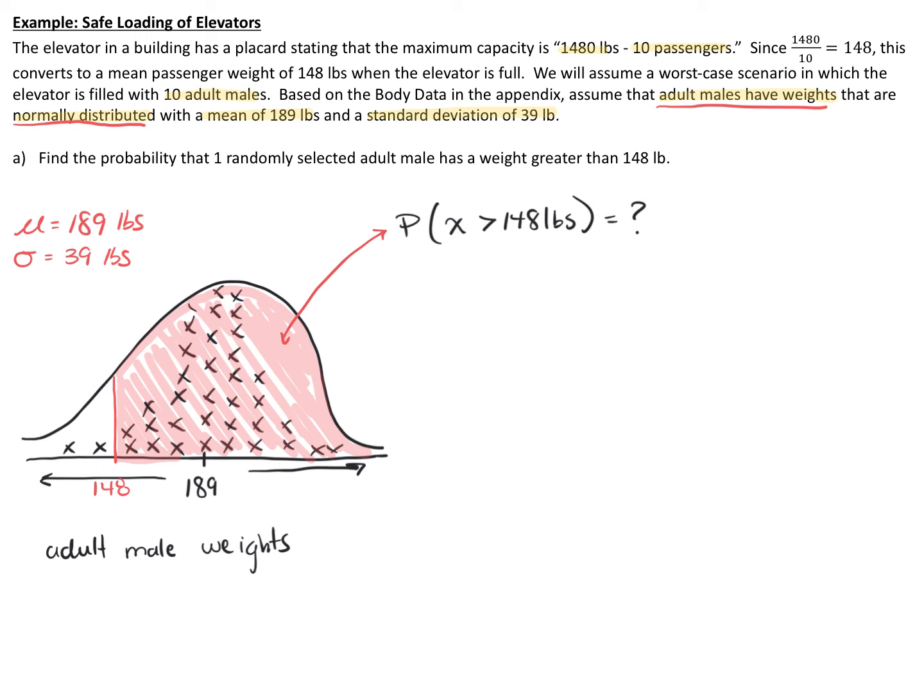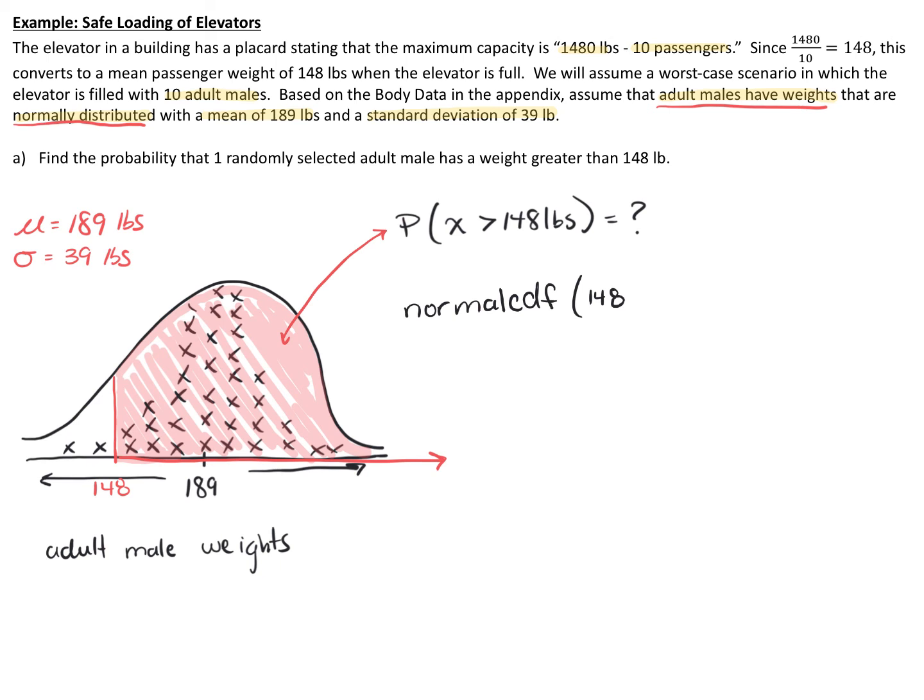Well, if you're using your calculator, so I'm going to use the calculator in this video here, we're going to use the function normal CDF. So go to your calculator and go to normal CDF. And the first thing that we're going to put in is the lower bound. So in this particular problem, that lower bound is 148 pounds.